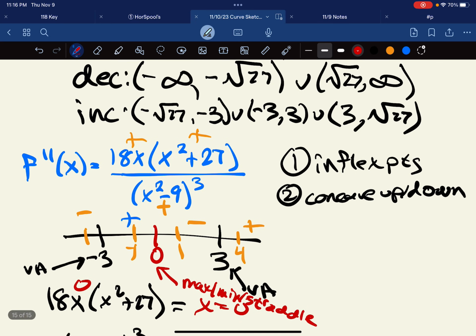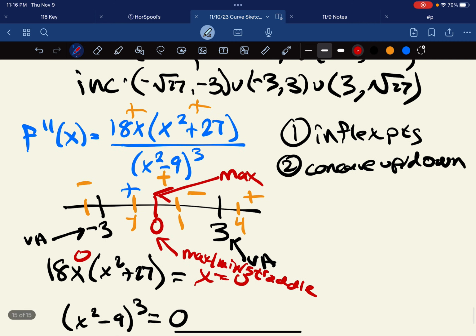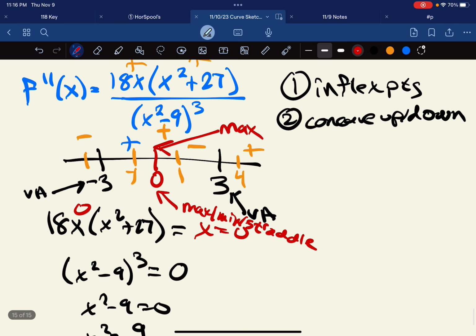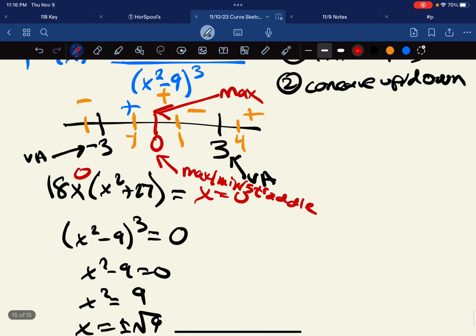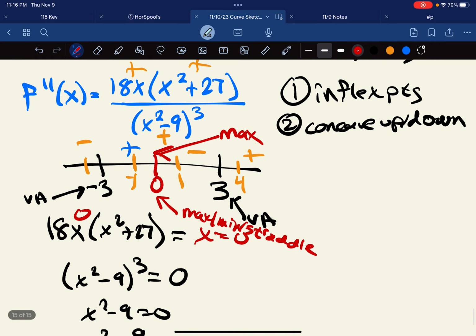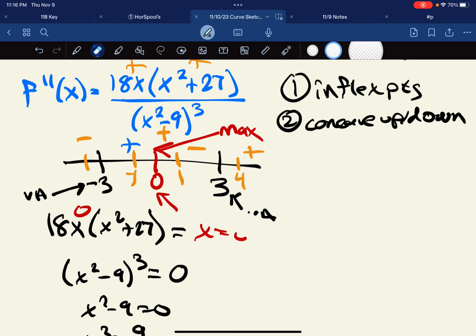So our 0 is going to go from increasing to decreasing. So that's going to be a max. And then our 3 and our -3 are vertical asymptotes, right? So they are neither maxes nor are they mins. These are not maxes or mins. We're talking about the second derivative, so it is an inflection point.